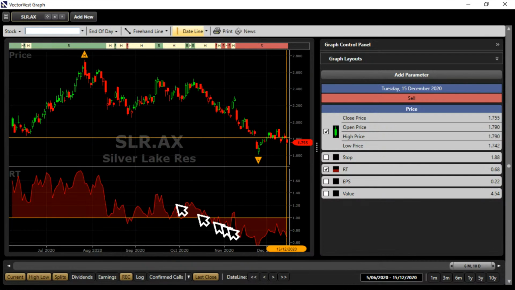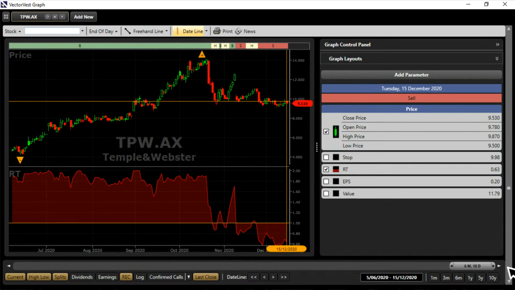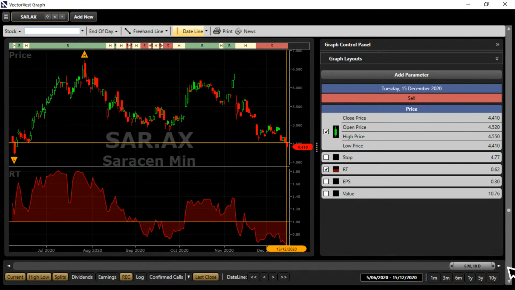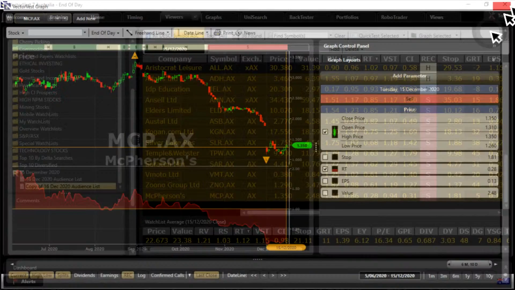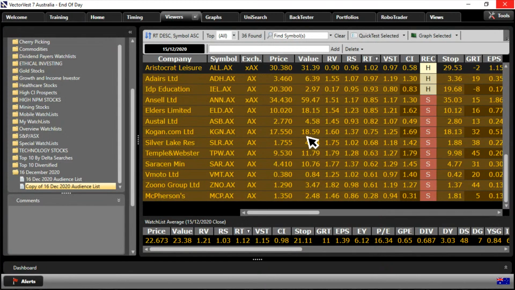It's this one here too. Look at that, technicals falling away. So you get the idea. These are the stocks that are dragging your portfolio down currently. This is the power of being your own fund manager, having the power of VectorVest. Here, where the RTs are all below 1, I just simply say, you know what, that's it, I'm out.